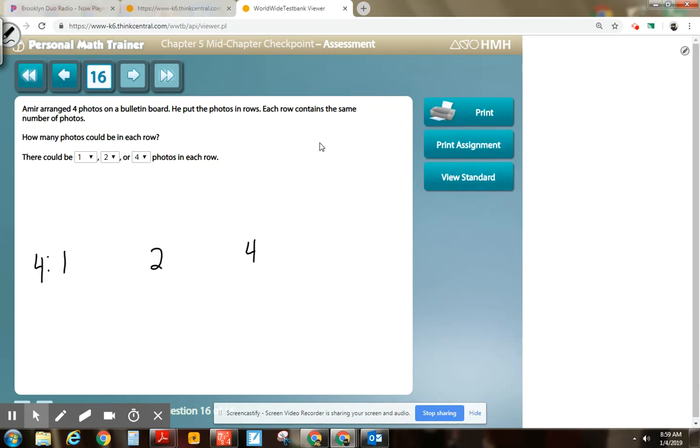So that's the end of the mid-chapter checkpoint. A lot of this is just writing out the factors. You've got to be precise with your multiplication. Let me know if you have any questions or if you need any extra help.